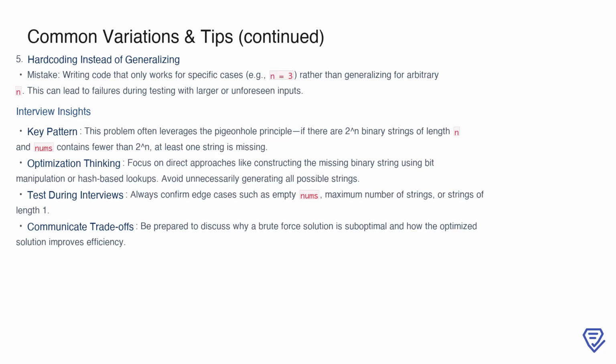On the topic of interview insights, this problem often relies on the pigeonhole principle. The principle highlights that if there are 2 to the power of n binary strings of length n and nums contains fewer, then at least one binary string is missing. Optimization is key here. Focus on constructing the missing binary string directly using bit manipulation or hash-based lookups, rather than generating all possible strings. During interviews, make sure to test for edge cases. Examples include an empty nums array, maximum possible strings, or strings of length 1. It's also important to communicate trade-offs. Explain why a brute force approach is suboptimal and how the optimized solution improves both time and space efficiency.